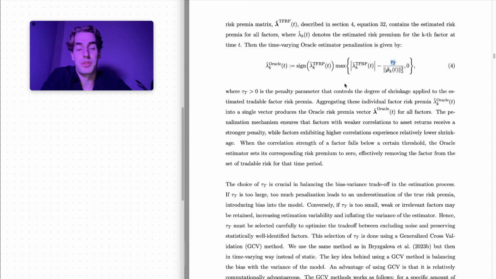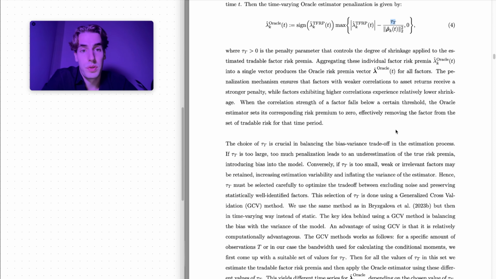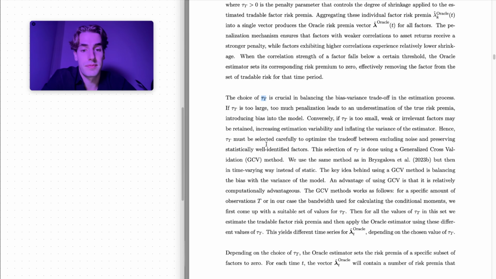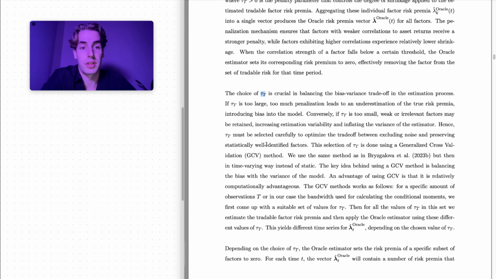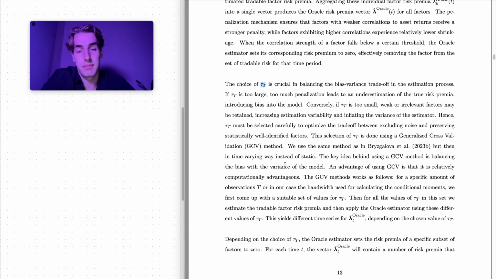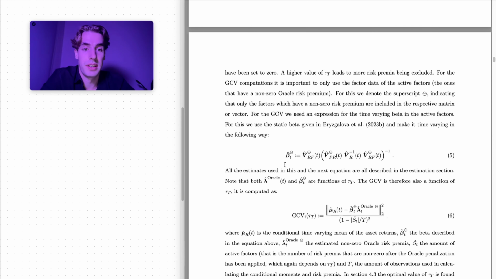We need to be careful about choosing this penalization, because of course, if we put it at 0, it's not going to do anything. If we put it too high, it's always going to shrink the risk premia towards 0. I mean, almost always, as long as it's not 0. So a big part of my thesis is choosing the right value for tau. We'll do that based on a generalized cross-validation method, and I will quickly explain here how that works as well.